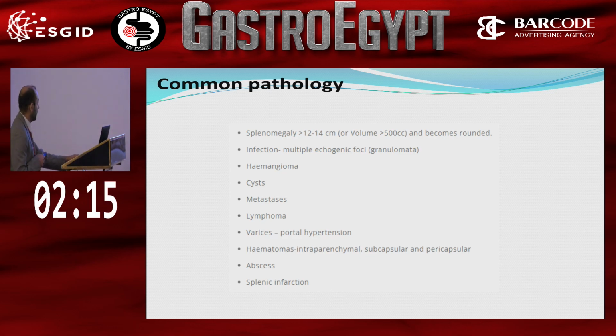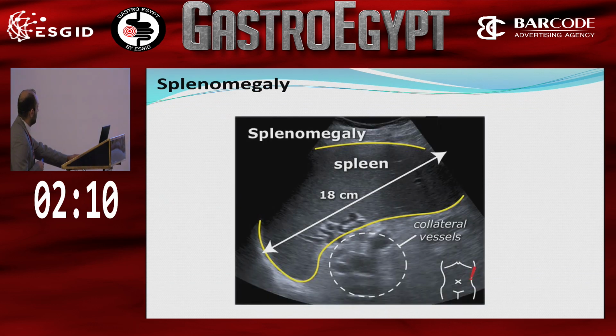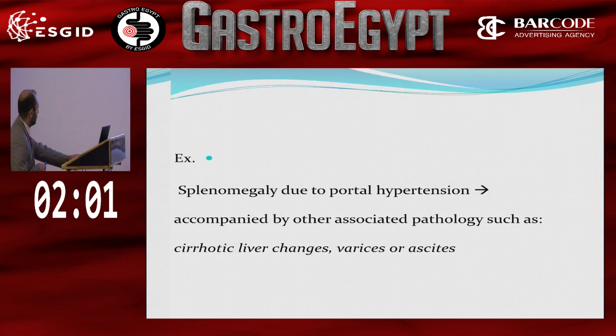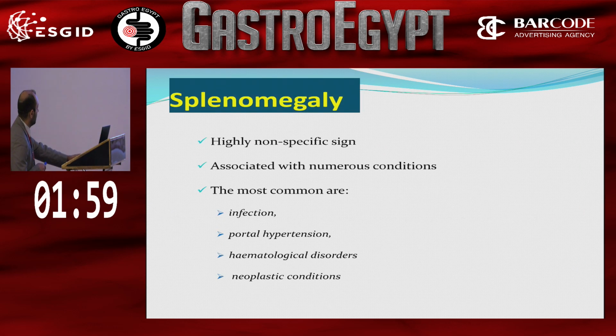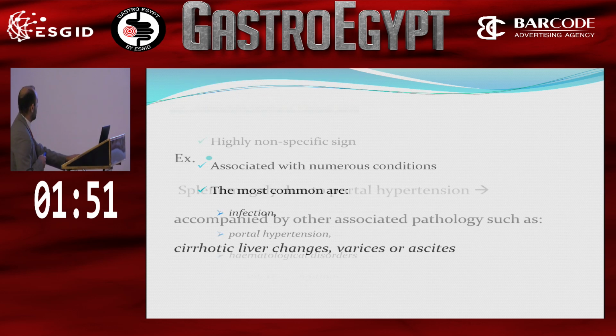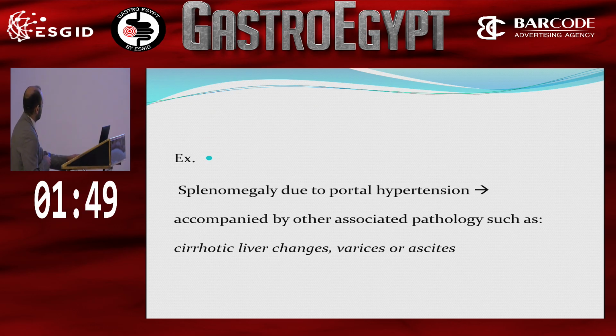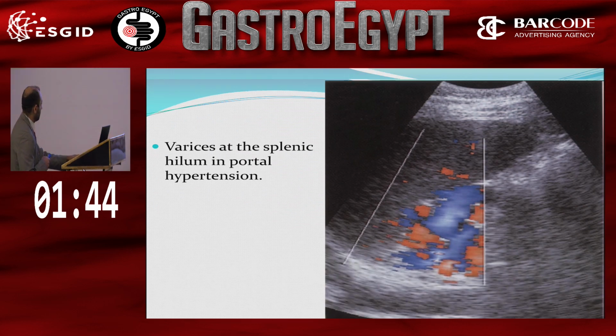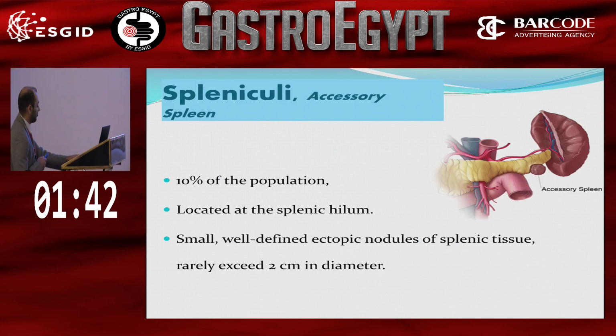The most common pathologies are splenomegaly, infection, hemangioma, cysts, lymphoma, and varices. Splenomegaly. Okay, I can also see collaterals, splenic varices. Homogeneous splenomegaly. Splenomegaly is non-specific. It may be linked to infection, portal hypertension, hematological disorder, or neoplastic condition. Okay. This is splenic varices.